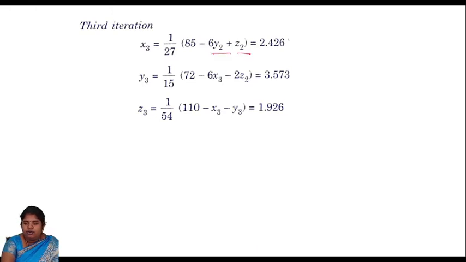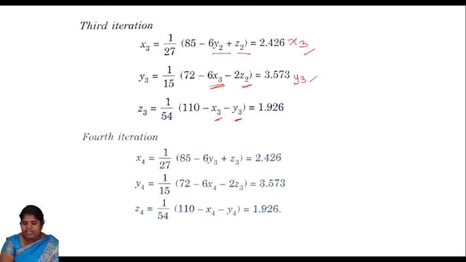Y2 and z2 to find x3. This is our x3. So, in the place of x, replace x3, and in the place of z, replace z2. We obtained y3. Now, we have found x3 and y3. So, substitute in this third equation, we get the value of z as 1.926.